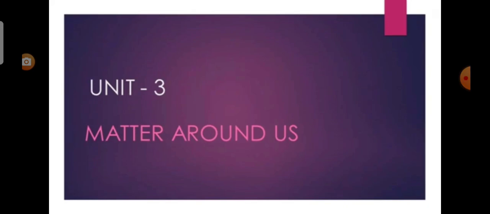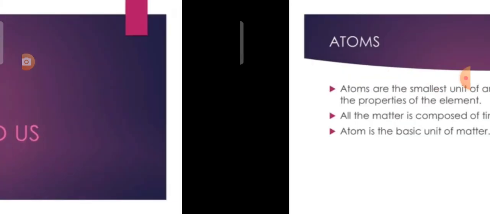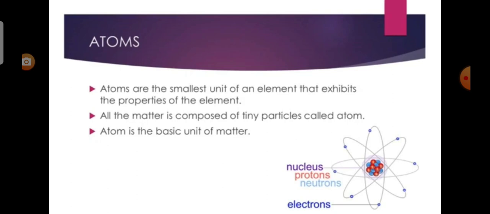The title of the unit is Matter Around Us. Now we see about the atoms. Atoms are the smallest unit of an element that exhibits the properties of the element. All matter is composed of tiny particles called atoms. Atom is the basic unit of matter.